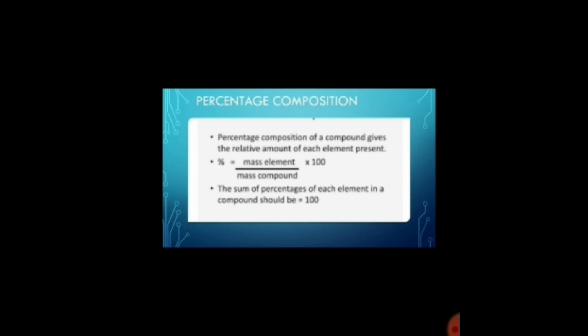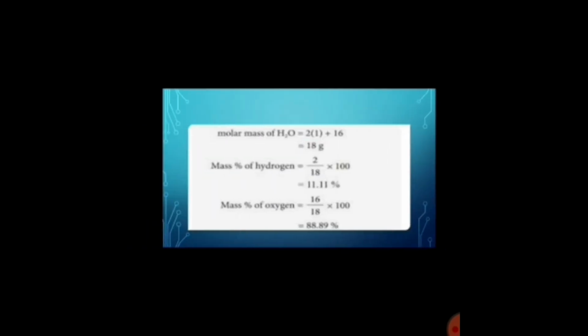For example, the percentage composition of hydrogen in water and of oxygen in water is shown here. How do we calculate the percentage of hydrogen in water? First, we have to find out the molar mass of water, that you have learnt already. The molar mass of water is 18 gram.